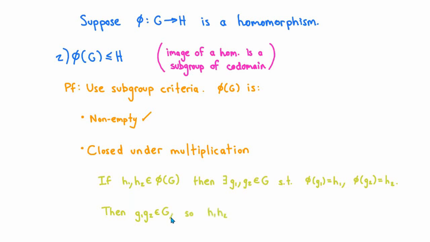And now, if I just think about what happens when I multiply h1 and h2 together, I get that it's equal to phi of g1 times phi of g2, but since phi is a homomorphism, that's equal to phi of g1 times g2. That shows that h1 h2 is the image of a point in G, therefore it's an element of the image of this map. That means that the set phi of G is also closed under multiplication.